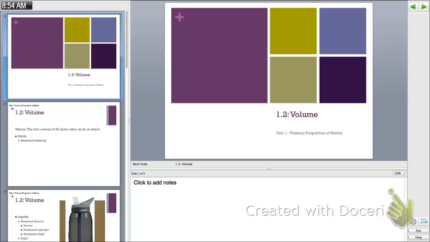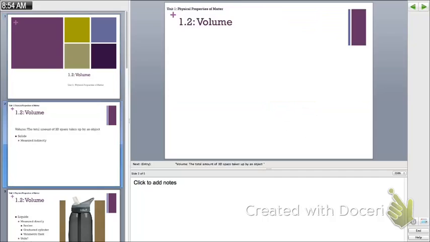All right, let's continue on with Unit 1, Physical Properties of Matter. Today's discussion is going to be about volume and volume's role in the chemistry lab. Let's get a quick definition for volume. Volume is the total amount of three-dimensional space taken up by an object.